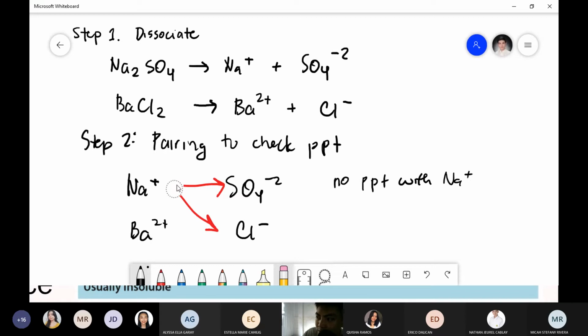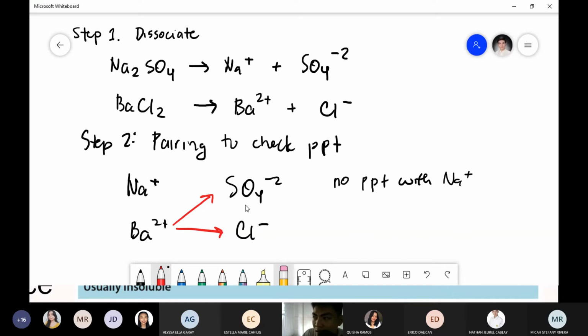Okay? So, wala ako na buong precipitate doon. Kahit ano i-pair ko dyan, basta sodium yan, soluble yan. Okay? Again, PPT means precipitate. Okay, so wala akong nagawang precipitate kay sodium. So, ibig sabihin, I will try barium. Tingin uli ako sa solubility rules. Baka may sinabi about barium, SO4, and Cl. Okay? So, tingin tayo sa solubility rules.